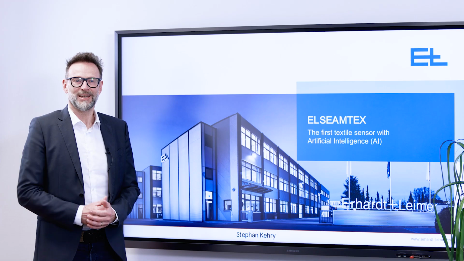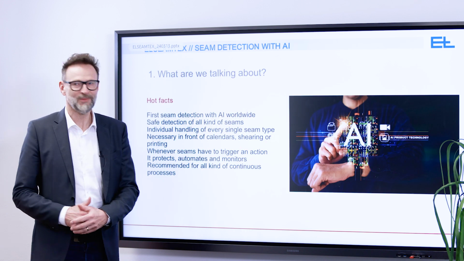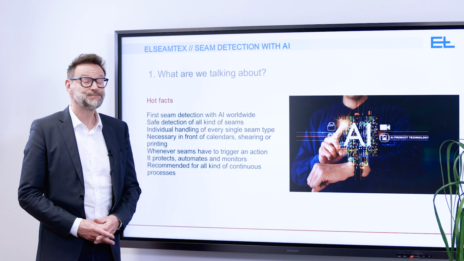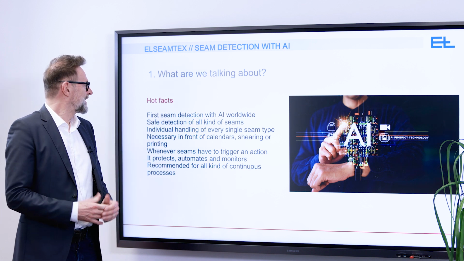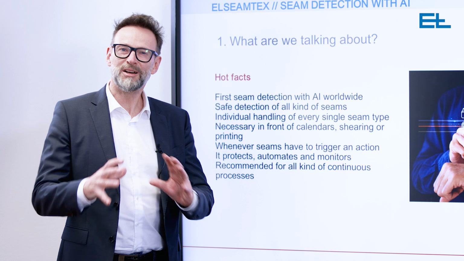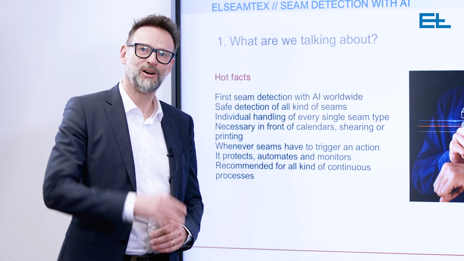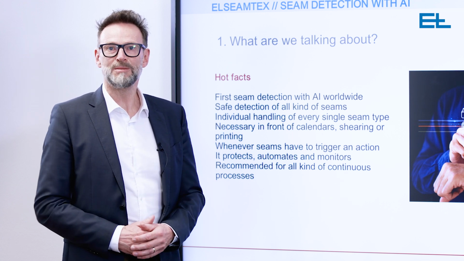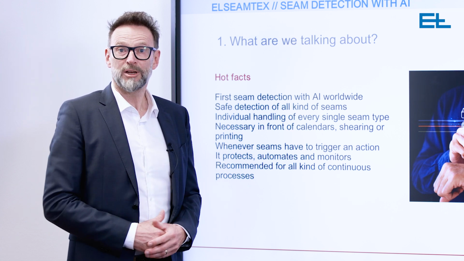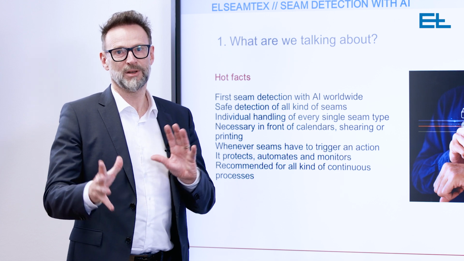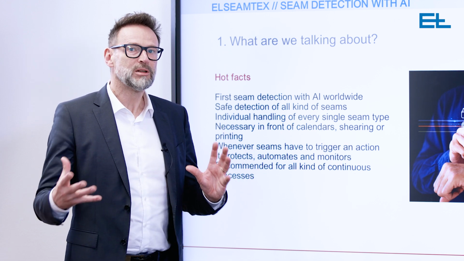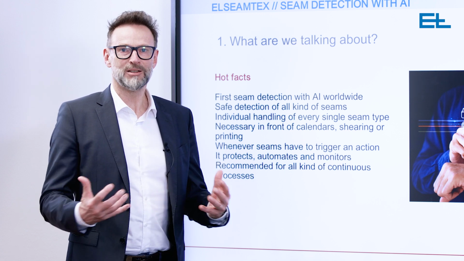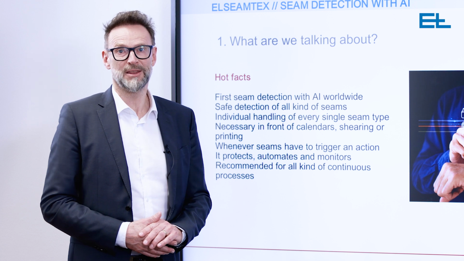And here we go. Textiles these days are produced mainly in continuous processes. However, the detection of the seams is a very, very important part of it, for two reasons. First of all, we need to know when those seams might interfere with our production area. That means if a calendar roller or a digital printing head or something else is in the way of the seam, that might cause some collisions and some damages at the end of the day.